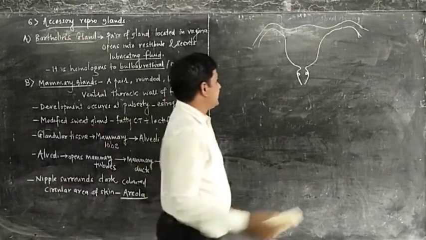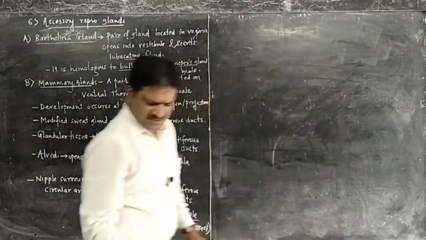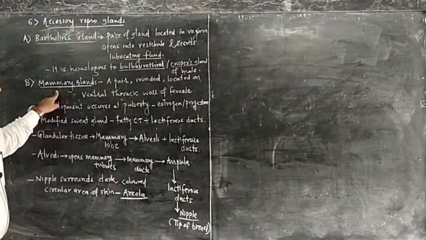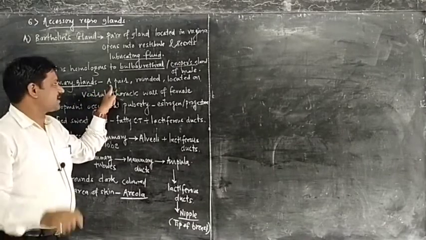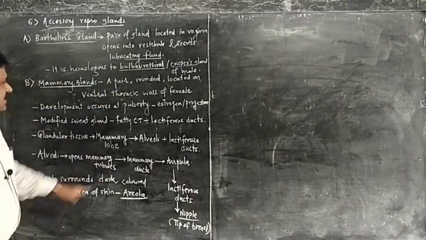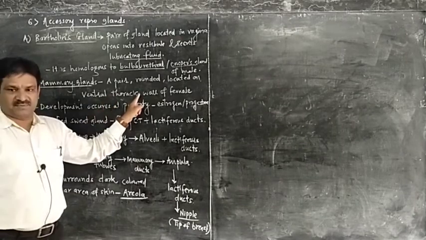Now the next gland, that is the mammary gland. These mammary glands are in pair, rounded, and located on the ventral thoracic wall of the female.